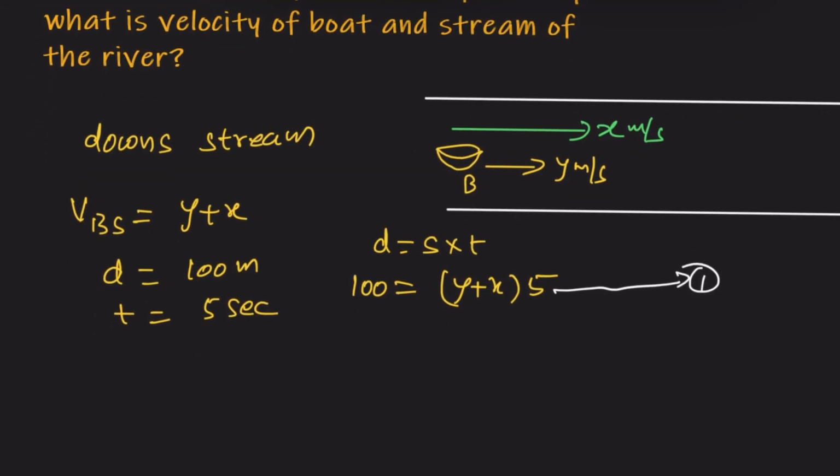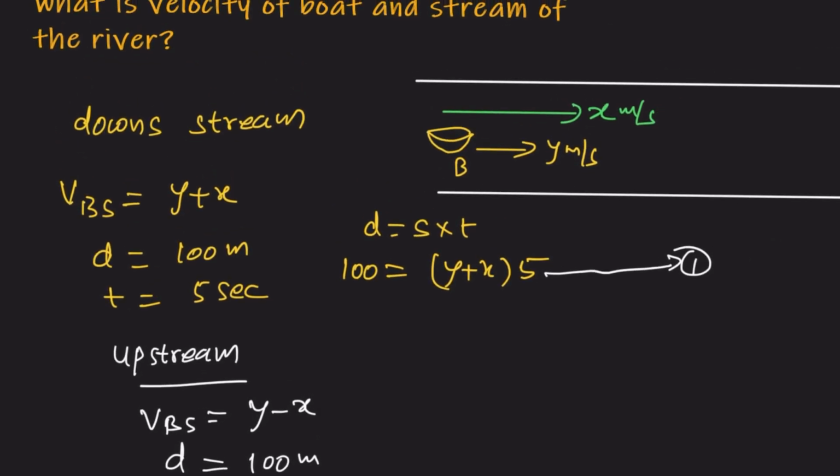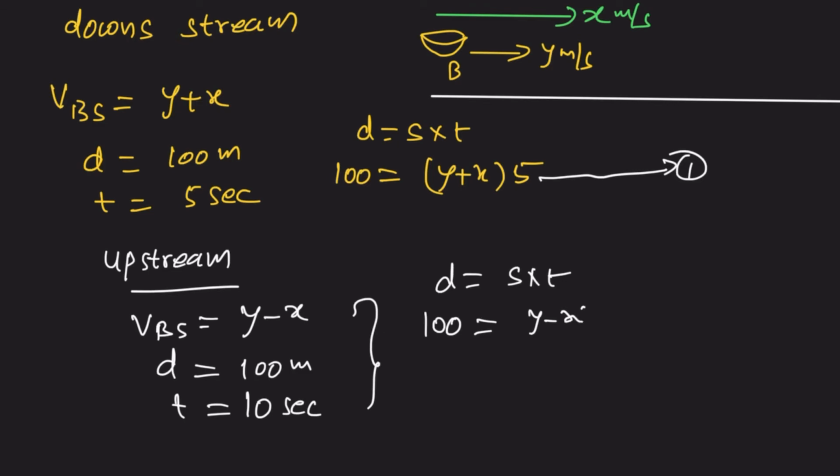For upstream, the velocity of the boat with the stream is the difference of their velocities, that is y minus x, and the same distance of 100 meters is covered in 10 seconds. From the data it is 10. Distance is equal to speed into time. So distance here is 100, speed is y minus x and time is 10 seconds. So this is equation 2.